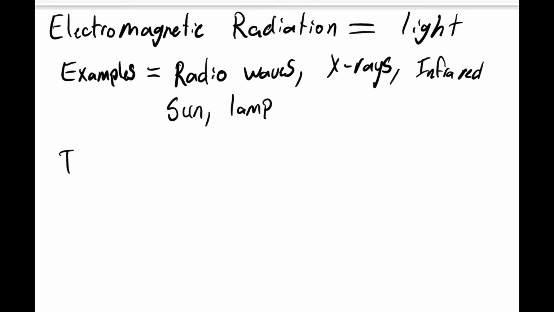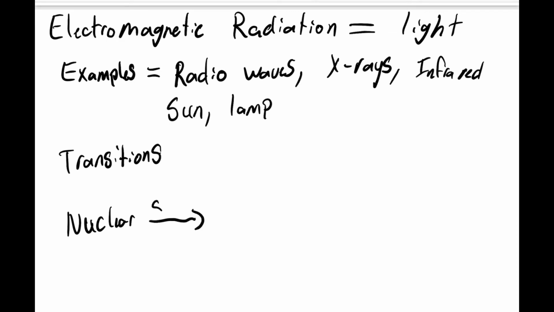For transitions, what type of energy it was before, what kind of energy it became, we could start with nuclear energy, which is the energy that powers the sun, and that turns into electromagnetic radiation.